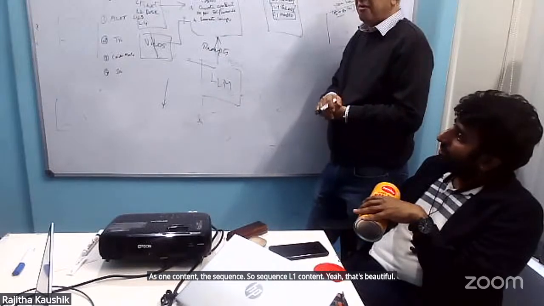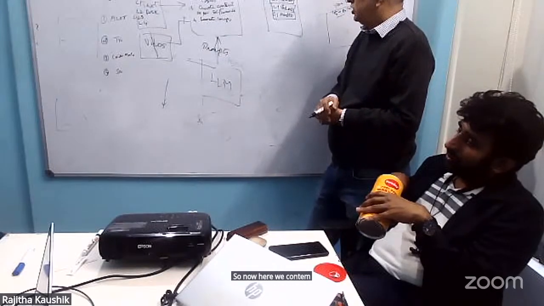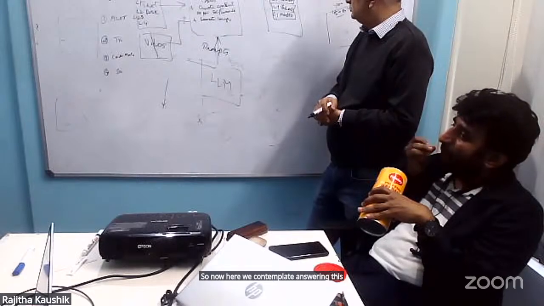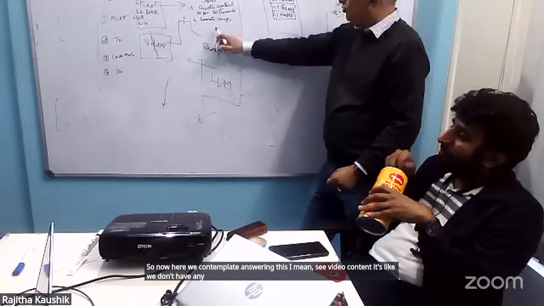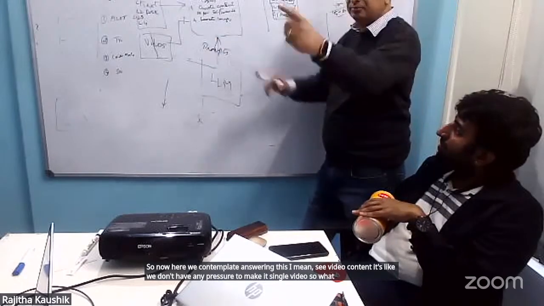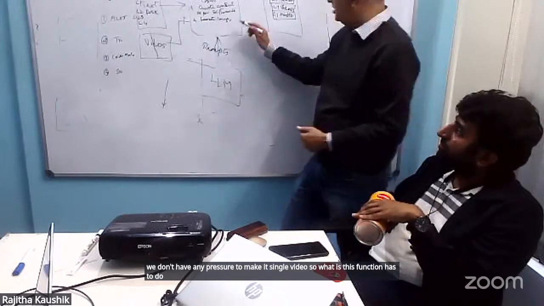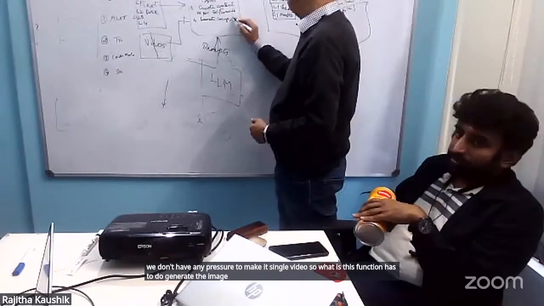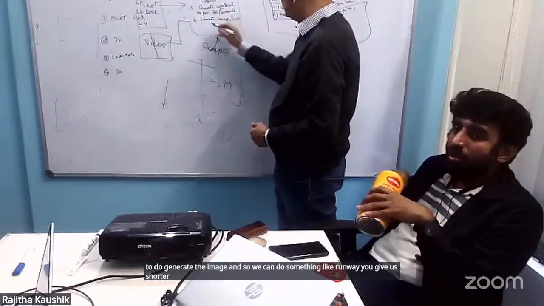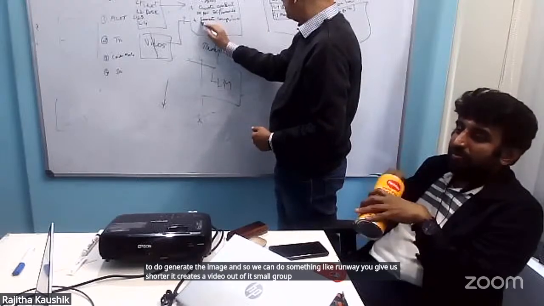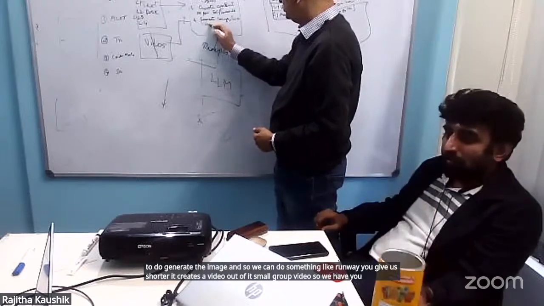So now here we contemplate: answer a quiz, read, see video content. We don't have any pressure to make it a single video. So what does this function have to do? Generate the image, and we can do something like Runway, where you give a story and it creates a small video clip out of it. So we have to procure something like Runway.